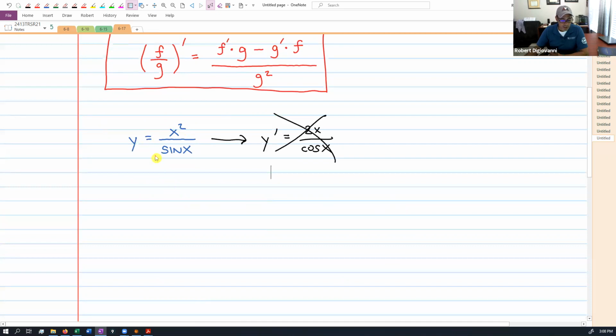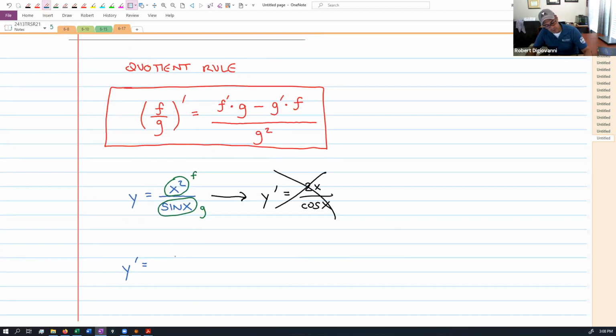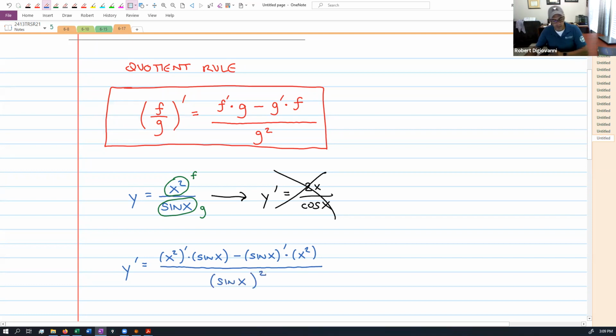So when I'm looking at this problem, if I want to know the derivative of it, I need to identify that the numerator, I can call that f, the denominator, I can call that g, and then following this rule, the derivative will be the top, its derivative times the bottom, minus the derivative of the bottom times the top one, which is f, which is x squared, and then all of that over the g function, which is sine of x, but all of it squared.